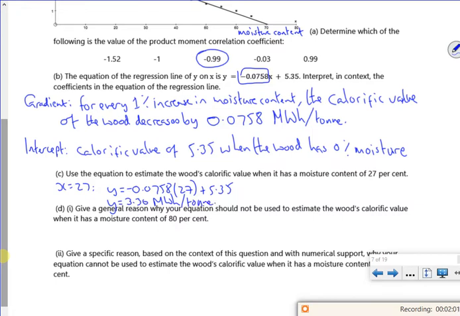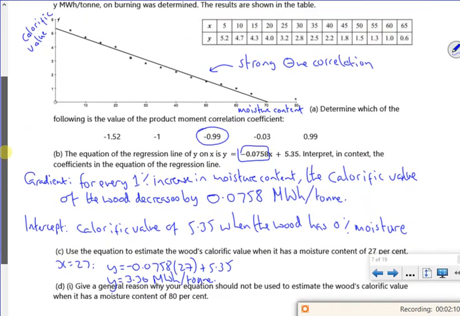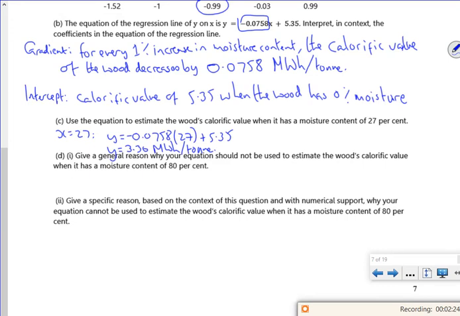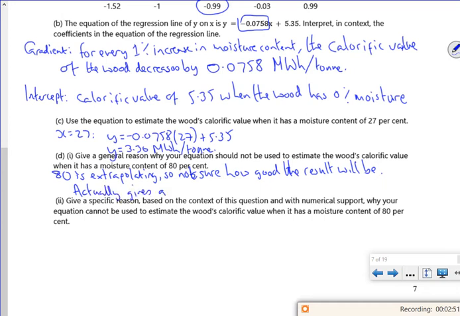So give a general reason why your equation should not be used to estimate the calorific value when the moisture is 80%. Well, we're going to get a negative, aren't we? We're extrapolating. For 80%, it would be a negative value of calorific content. That doesn't make sense. So 80 is extrapolating, so not sure how good the result will be. It actually is a negative calorific value. So instead of the heat giving off energy, it's kind of like it's drawing in energy from around it, which just doesn't happen, does it? Doesn't do that.